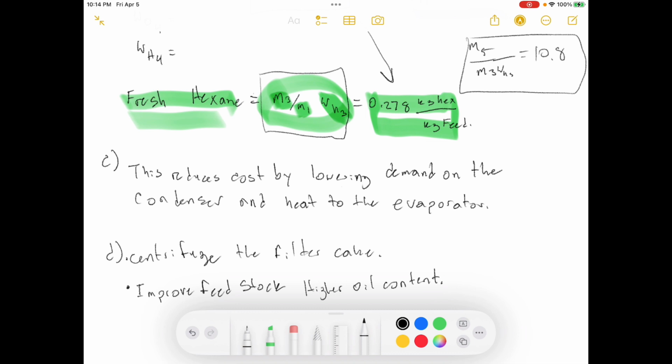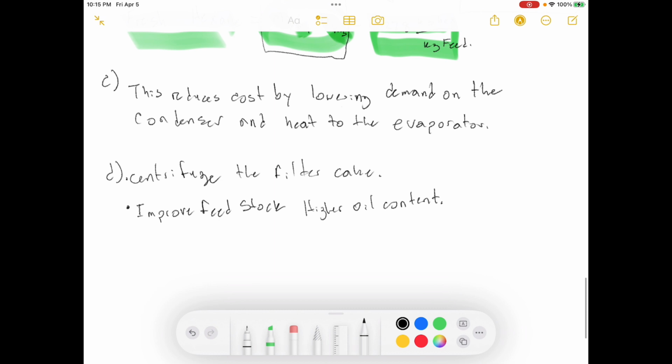And then the stream that's hot that would go to the condenser, it doesn't have as much energy, so you don't have to pull as much energy out with the condenser, okay? So it lowers costs on the demand on the condenser, and it lowers the demand to heat the evaporator because you're just keeping more of that energy in the evaporator, basically, okay? It's like insulating the lines, kind of.